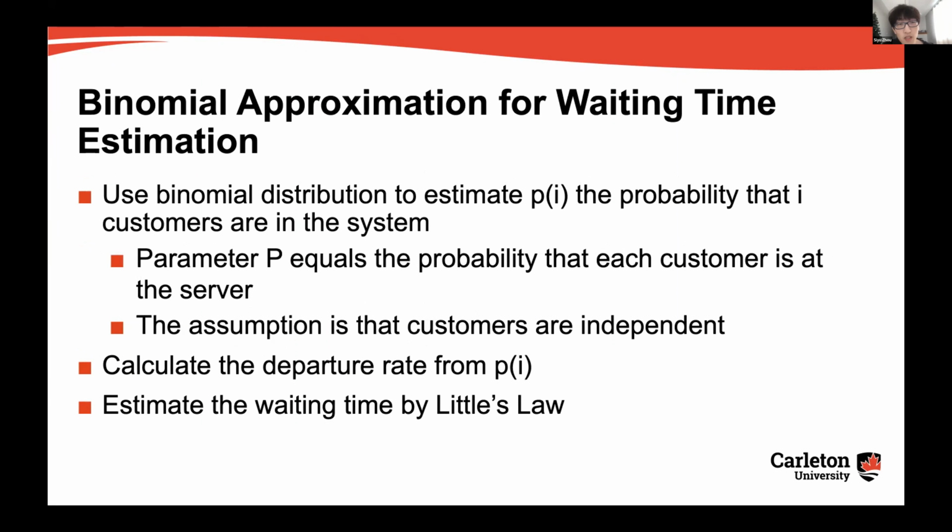The binomial approximation is an idea from De Souza e Silva and Muntz, who used a multinomial distribution for the queue state. The binomial is a special case of the multinomial. By using the binomial, there is a parameter P, the probability that each customer is at the server. We use this P to calculate P_i, which is the probability that i customers are in the system. All of these are based on the assumption that customers are independent of each other. And finally, we can calculate the departure rate and the waiting time.